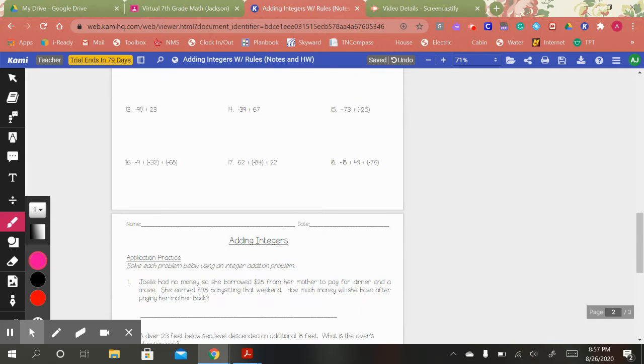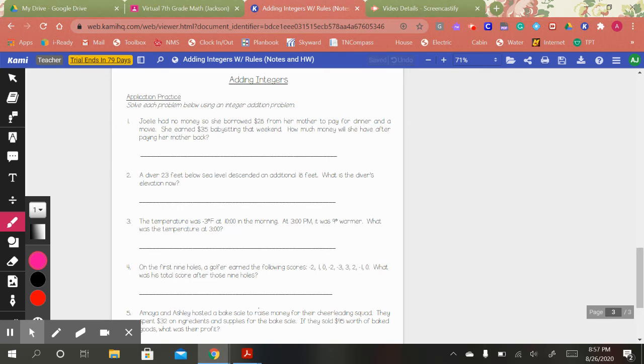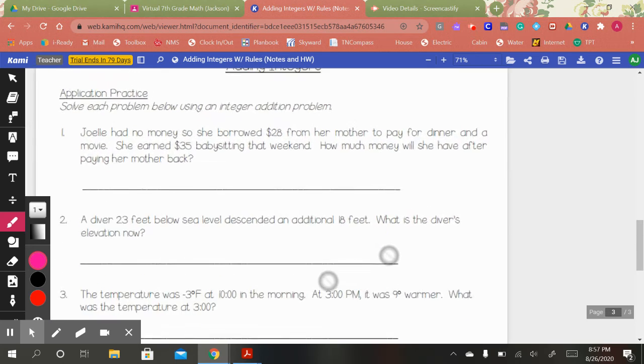If you go to the back side of this page, and yours will be on Google Slides with text boxes for you to fill in your answers, you have an application practice where you're going to solve the problem using integer addition. I would like for you to write the integer addition problem and then the solution also. So we will model the first one together. Joelle has no money, so she borrowed $28 from her mother to pay for dinner and a movie. She earned $35 babysitting that weekend. How much money will she have after paying her mother back?